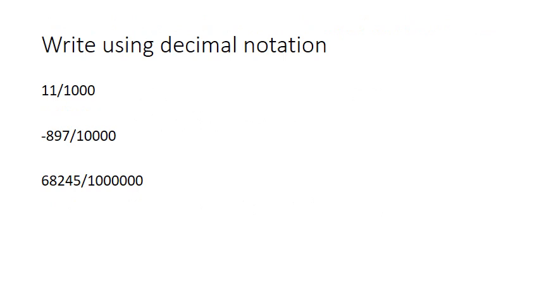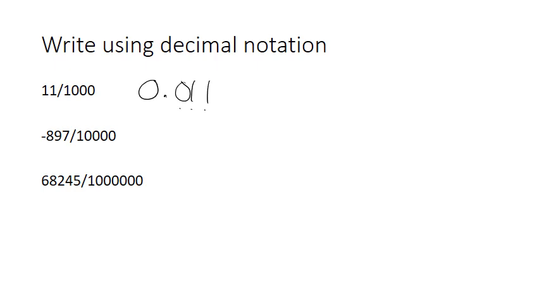We want to be able to go the other way and write using decimal notation. So 11 over 1,000. It has to be less than 1, so it has to be 0. If you recall, the first place after the decimal point is tenths, second place is hundredths, and third place is thousandths. So it has to have 3 places. That means we have to have 0 in front. 0.011. So we have tenths, hundredths, thousandths.